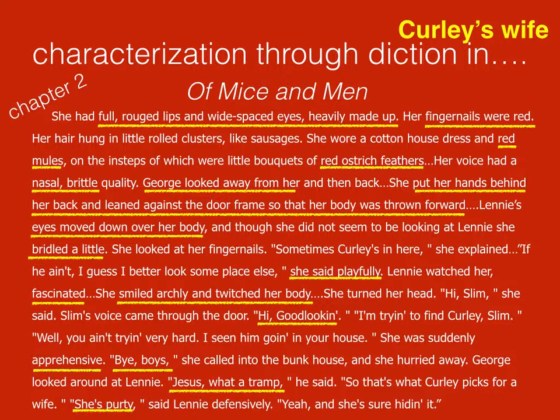And last but not least, George says, "Yeah, and she's sure trying to hide it." And hopefully you were able to pick up on the sarcasm in that line. So he's basically saying that she knows she's pretty, and she's putting it in all of their faces.